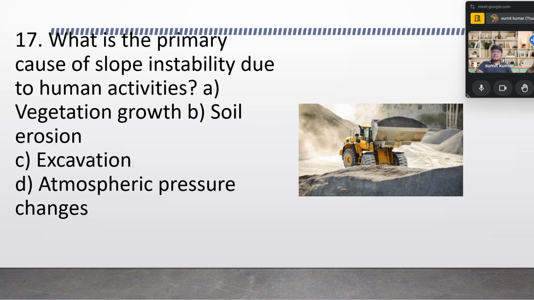Next one is: what is the primary cause of slope instability due to human activity? Option A is vegetative growth, soil erosion, excavation, atmospheric pressure changes. So excavation is the major reason that causes slope instability involving human activity.